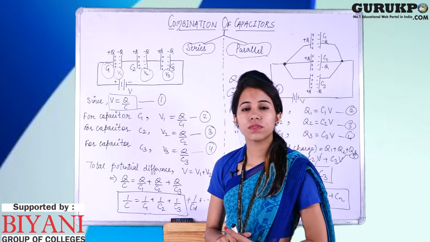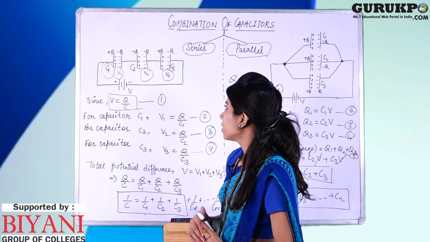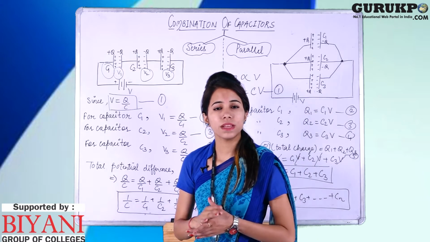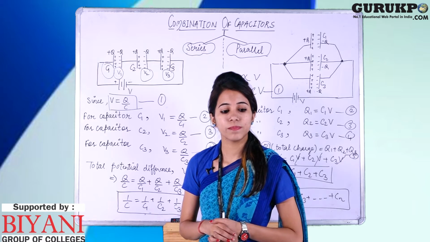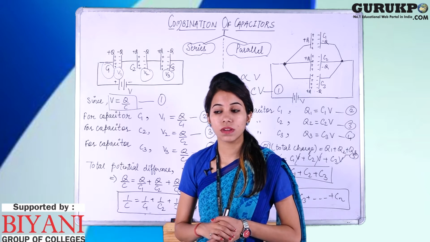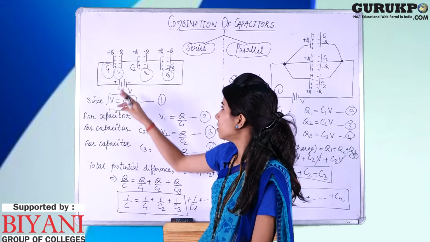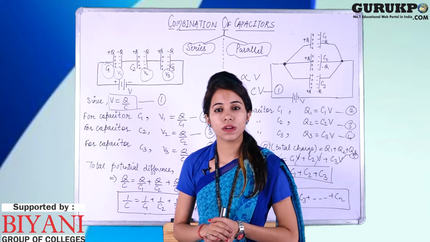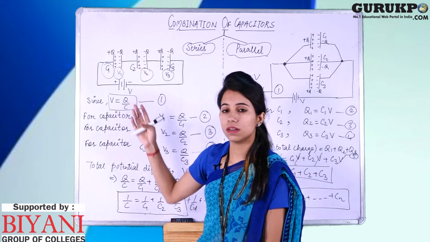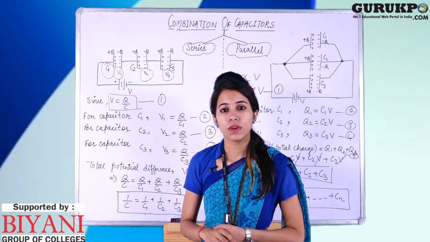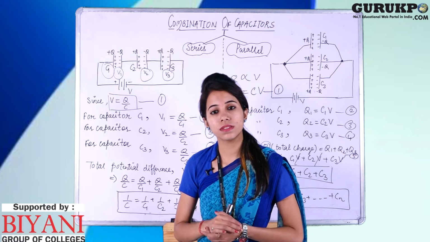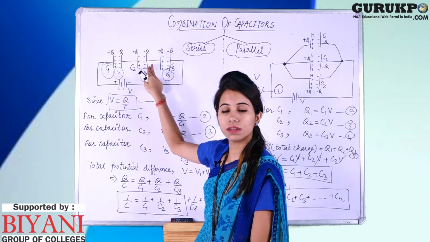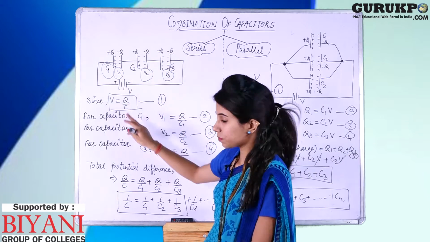Now let us consider the first case, the series case. In the series case, many capacitors can be connected in a circuit. There can be n capacitors in a circuit, but we are considering only 3 capacitors here, and we will derive the equation for the equivalent capacitance for the 3 capacitors, and then we will write the general formula for the capacitance when connected in series. So let us consider that 3 capacitors are connected in series to a battery.